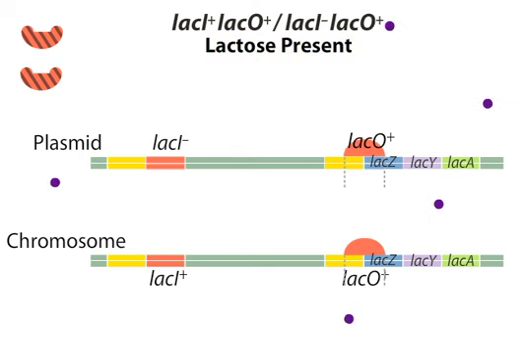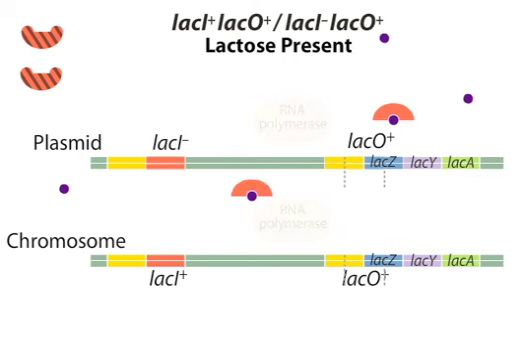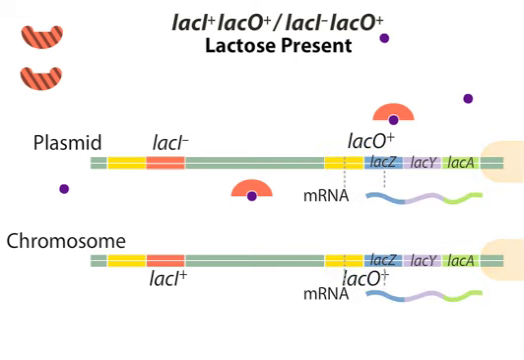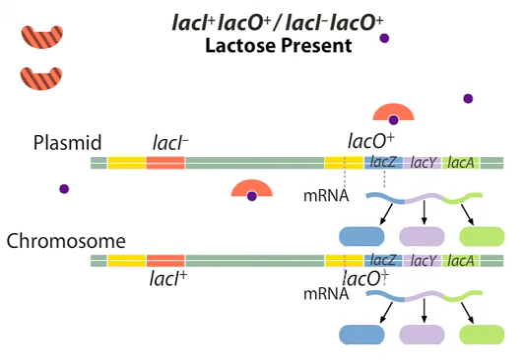In the presence of lactose, allolactose molecules bind to the active repressor proteins. As a result of this allosteric inhibition, the repressor proteins can no longer bind to the operator regions. When the operator regions are open, RNA polymerase can bind and transcribe the structural genes. The transcribed mRNAs are translated into the enzymes needed for lactose metabolism.